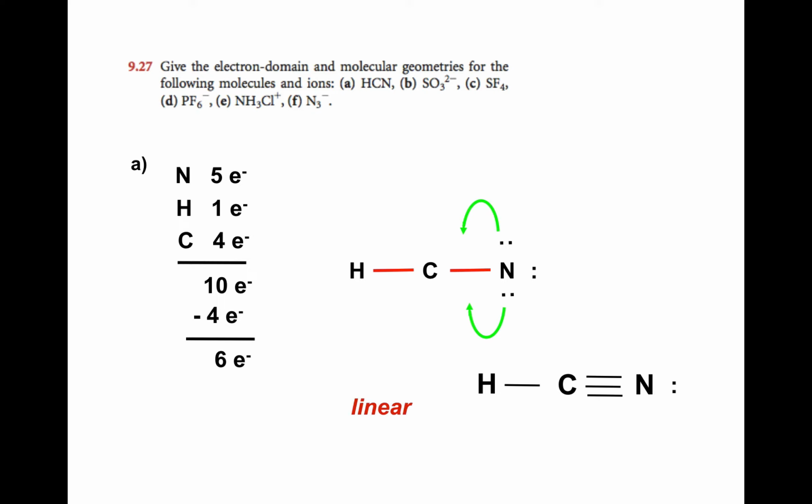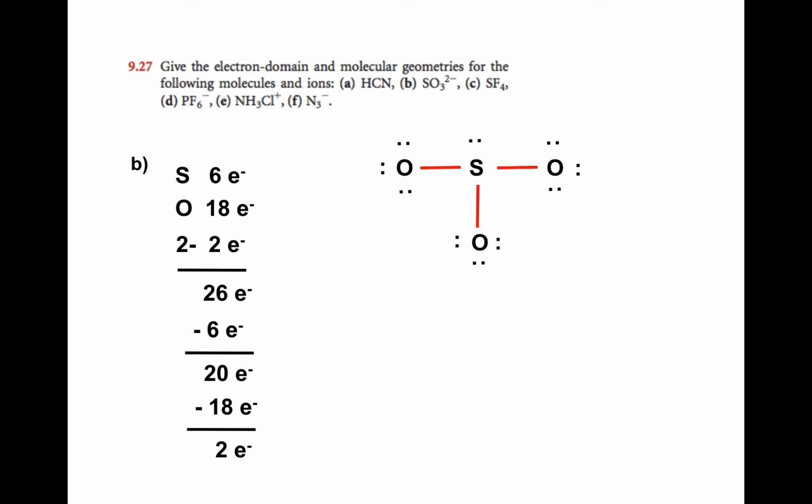All the electron domains and the bonds and the arrangement of the atoms to each other, right? So it's linear for both electron domain and molecular geometries. B, we do the Lewis dot structure for sulfite.